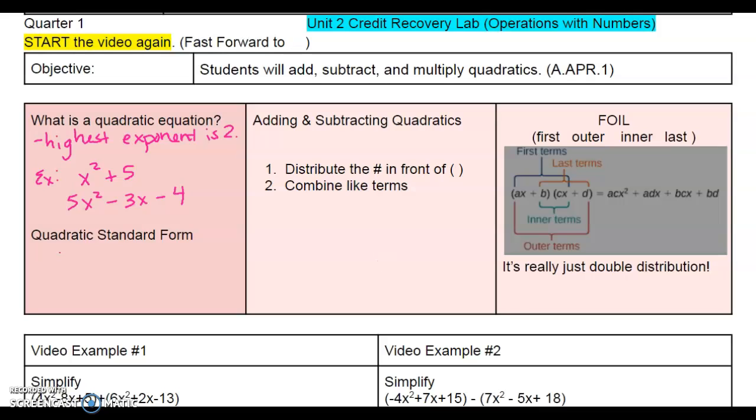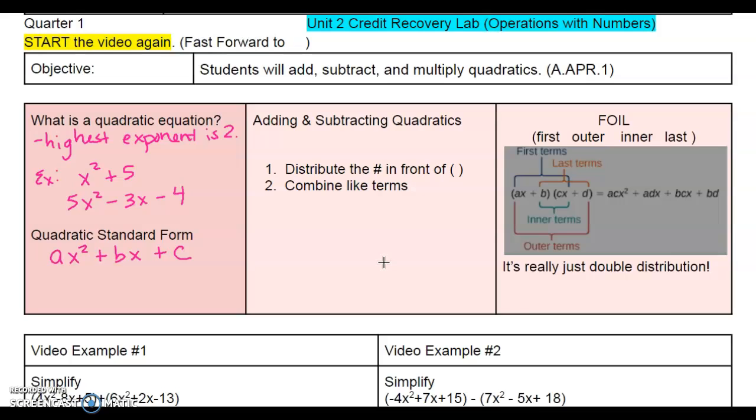The standard form is ax squared plus bx plus c. The most you can have is 3 terms. If you have an x squared term, an x to the first term, and this is really like x to the 0 power term, okay?